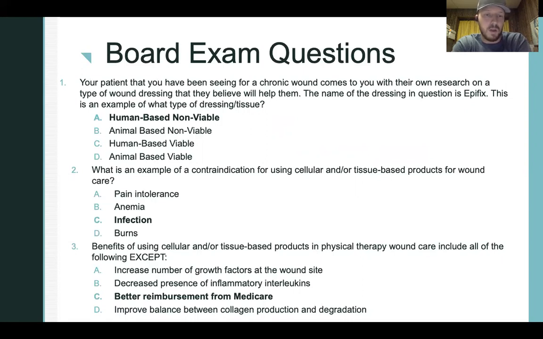You wouldn't want to place some of these tissue-based products on an infected wound. Benefits of using cellular and/or tissue-based products in physical therapy wound care include all of the following except: increased number of growth factors at the wound site, decreased presence of inflammatory interleukins, better reimbursement from Medicare, improved balance between collagen production and degradation. C is the correct answer for that. It doesn't matter what the reimbursement for Medicare is. That's not necessarily a benefit. We would use these if they would benefit the patient or not.